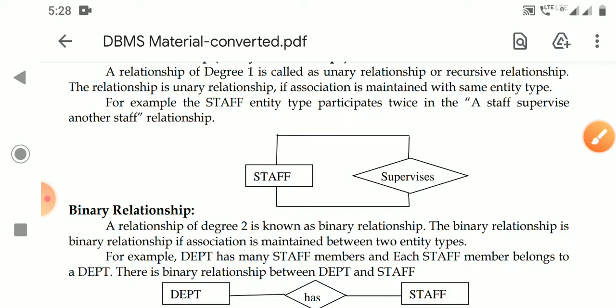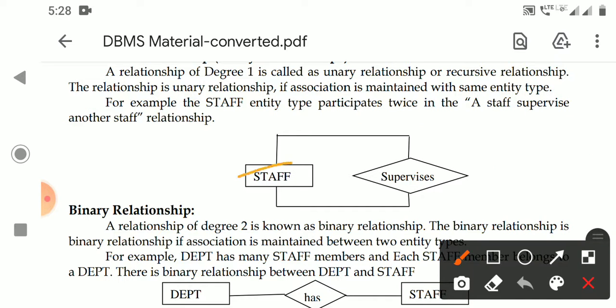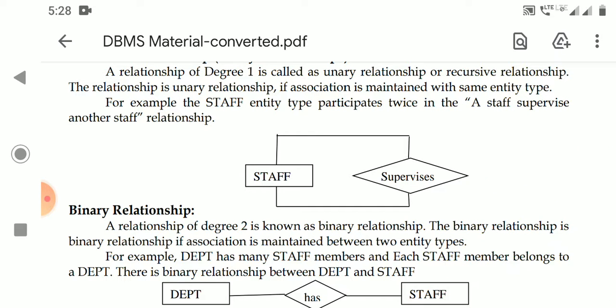So at that time we will represent it like this. The staff is an entity and he supervises another staff of the same type. So here this is a relationship. Supervise is a relationship. As an entity has a relationship with itself, it is called a recursive relationship or unary relationship or degree 1 relationship.